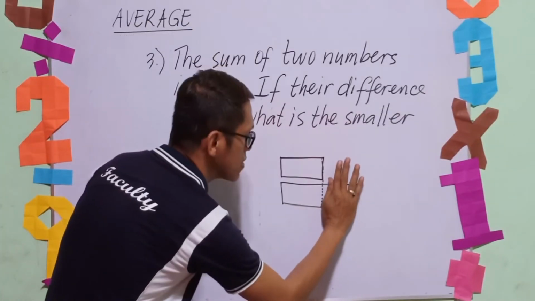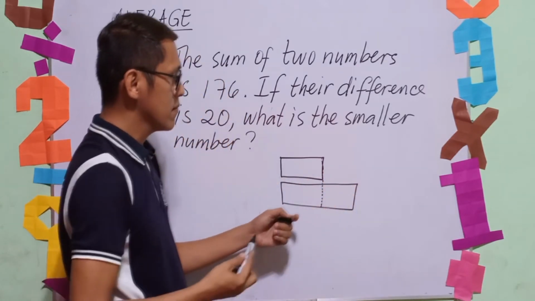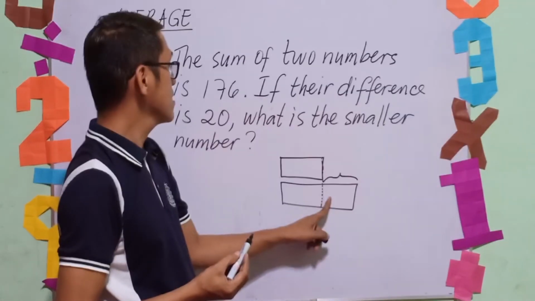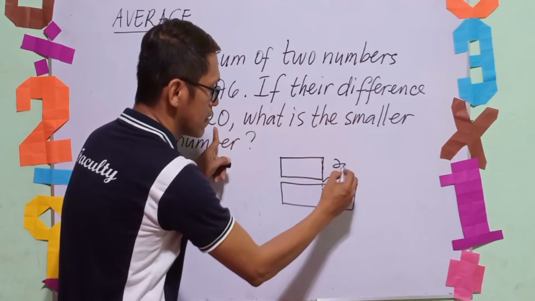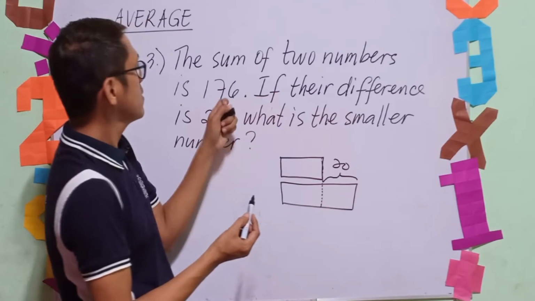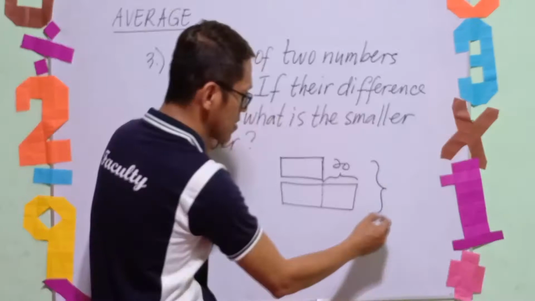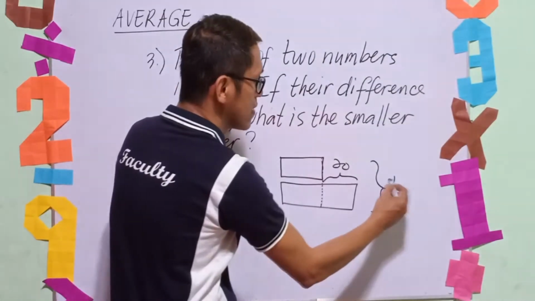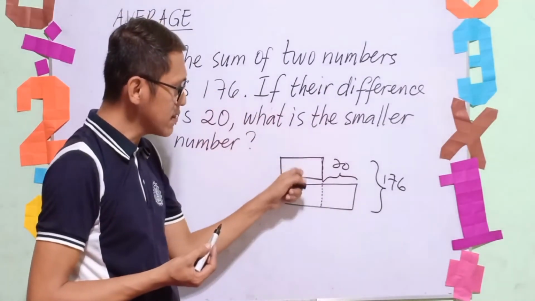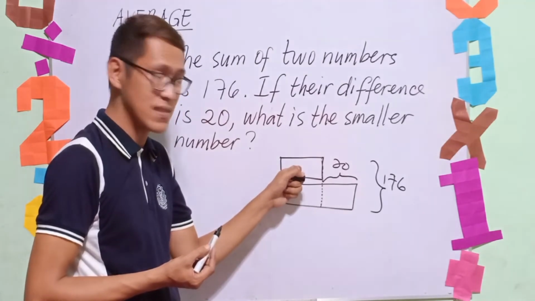If I remove this block, these 2 are equal, right? Meaning, this is their difference, which is 20. Do you agree? Again, if you add these 2, the sum is 176. So these 2 blocks represent 176. So, how to get these 2 equal blocks? Or what does each block here represent? So what will you do?